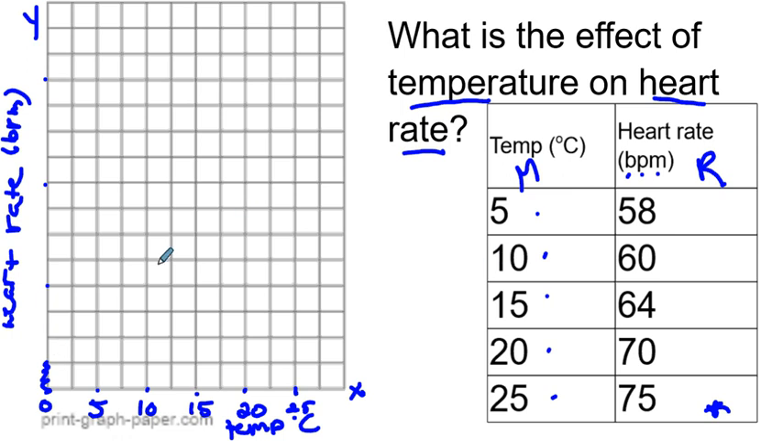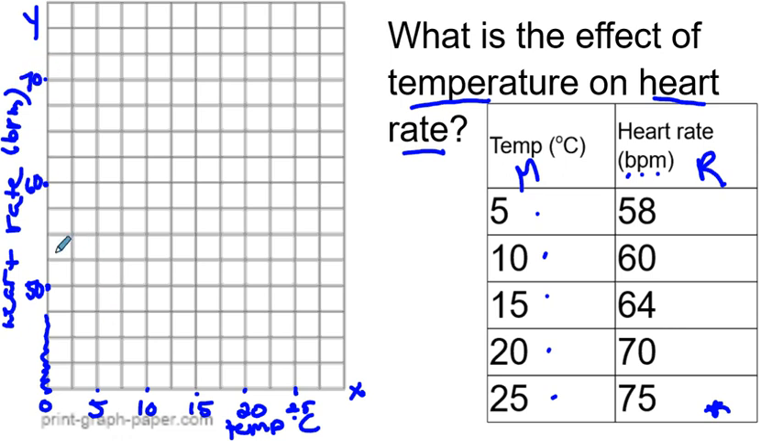And then perhaps we want to count every 2 squares or every 4 squares to represent 10 beats per minute. So in this case, I'm going to start at 50. So I have my little squiggly line saying, okay, we're skipping up to 50, but from this point, every 4 squares is going to be 10 beats per minute. So the next one will be 60, and here 70.